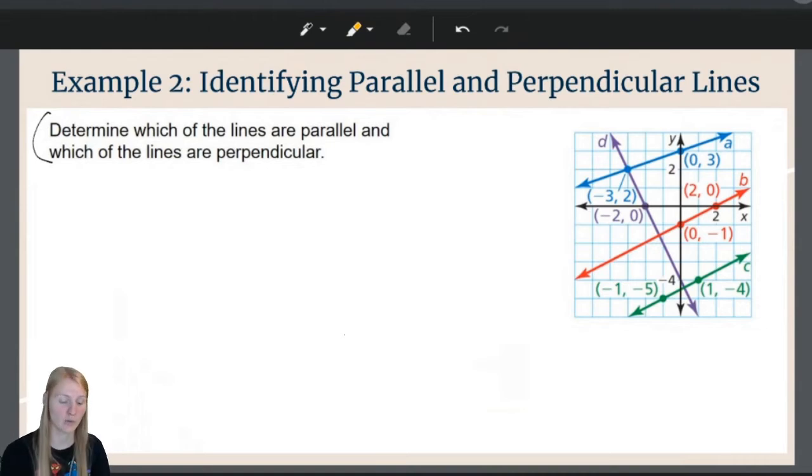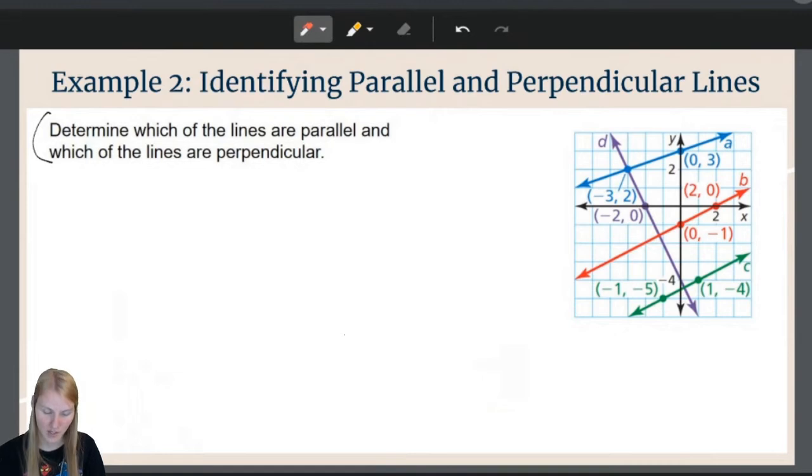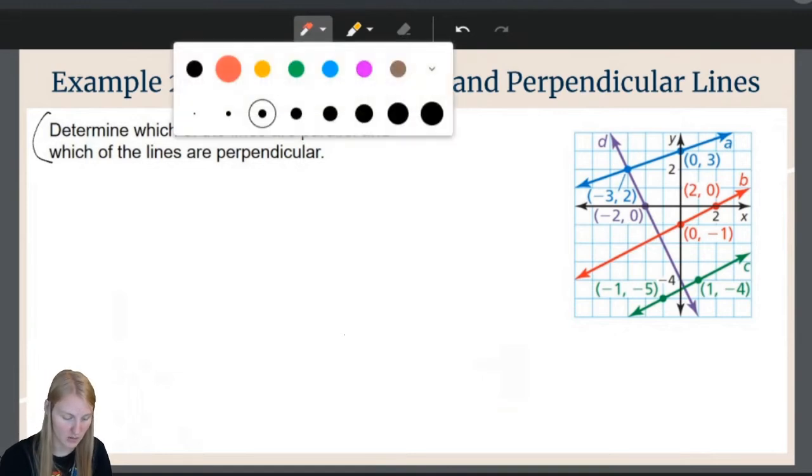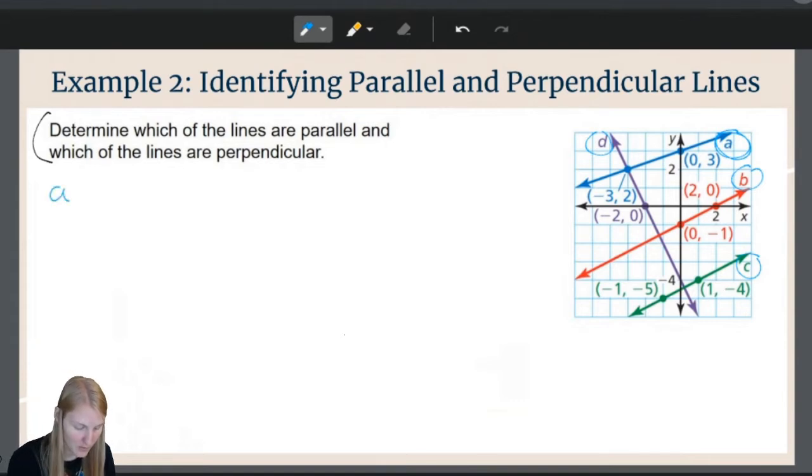So what we need to do is find the slope of each of these lines. So I'm going to color code. And you'll notice that the lines are labeled A, B, C, and D. So let's go through each line, A, B, C, and D, and let's calculate the slope.